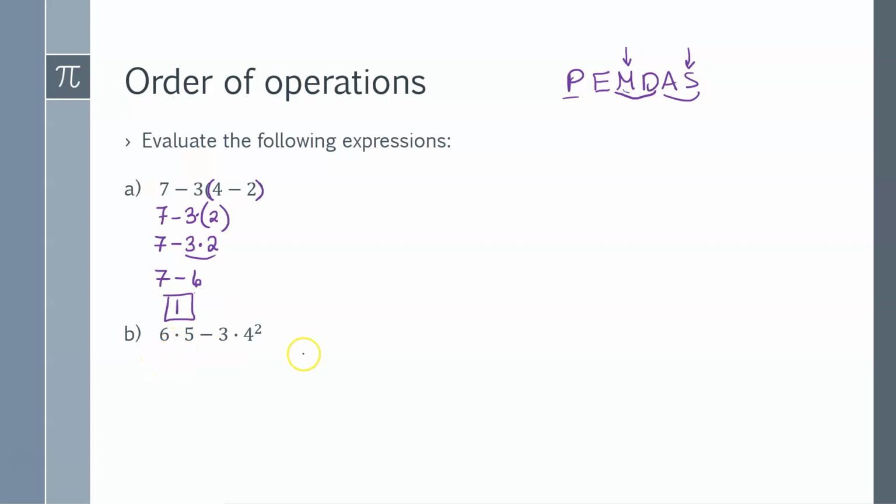Now on the second problem, we have 6 times 5 minus 3 times 4 squared. We're going to go ahead and work with PEMDAS again, but we're going to ensure that we've got this.